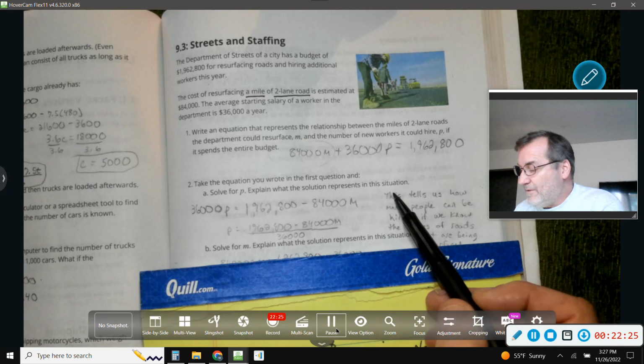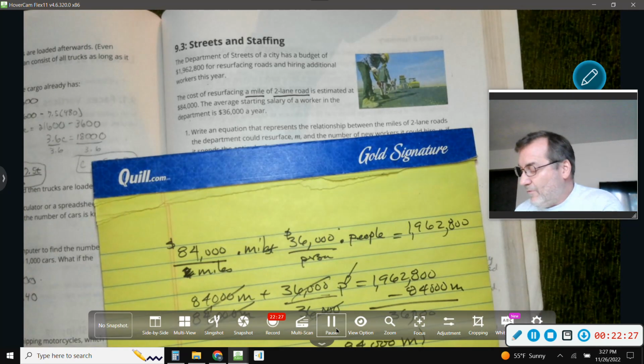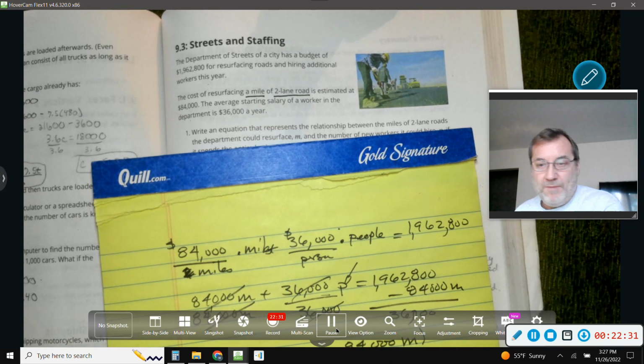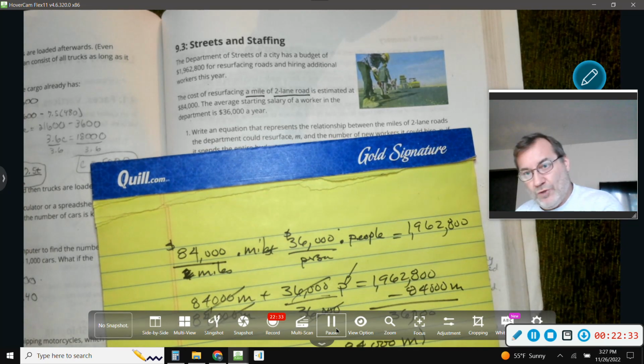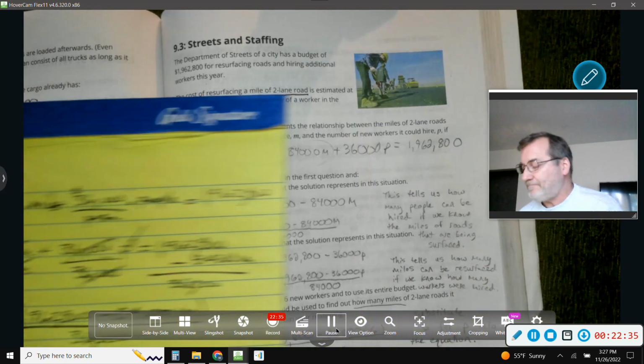Explain the solution means this solution. The more miles you do, the less people you can hire. The more people you hire, the less miles you can do. It's a balance. All right.